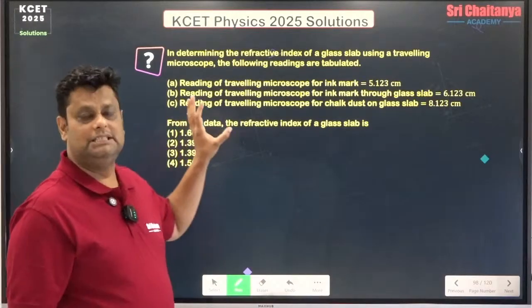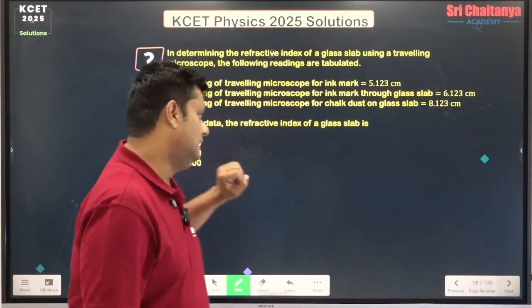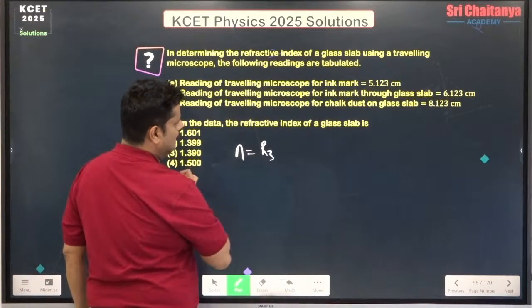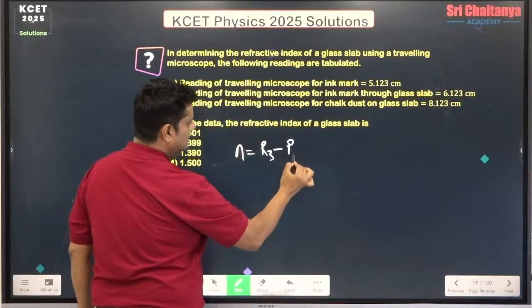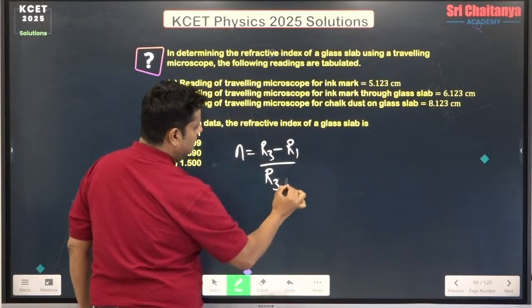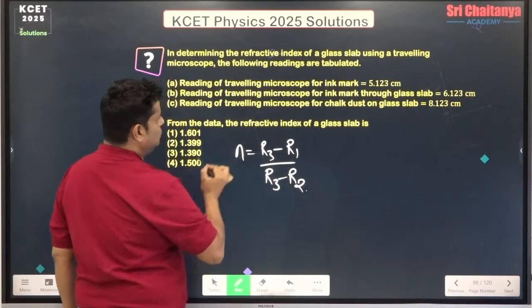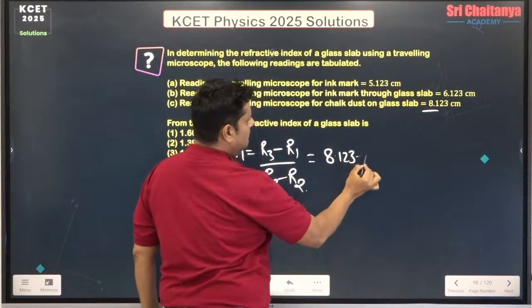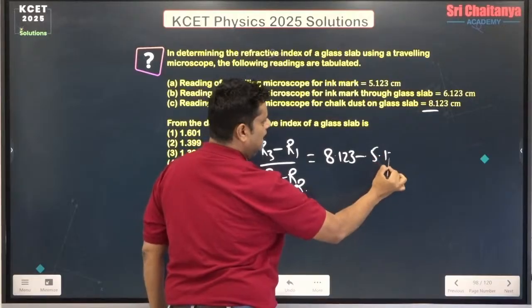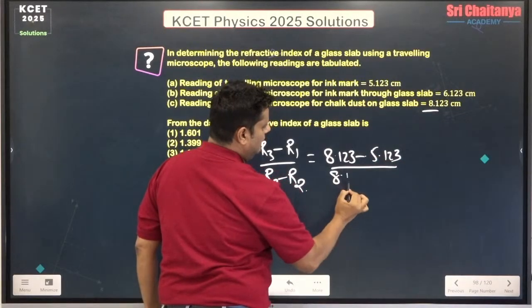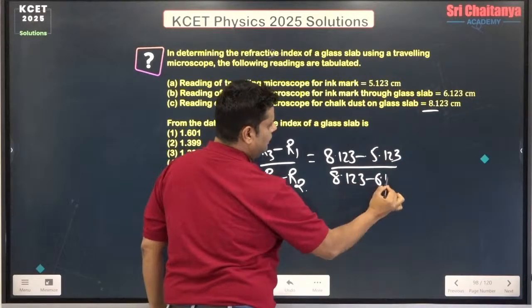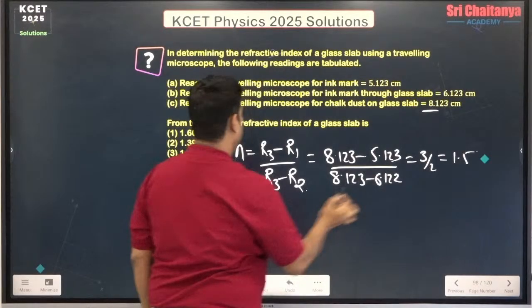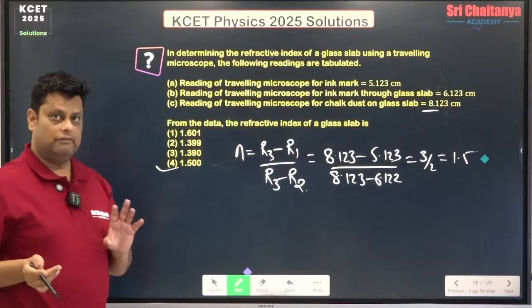Now these questions belong to experimental physics, so you should know the formula. The refractive index is R3 minus R1 upon R3 minus R2. What is R3? This is R3, 8.123 minus 5.123 as R1, and 8.123 minus 6.123. That comes out to be 3 by 2, that is 1.5. So it is a straightforward experimental physics question.